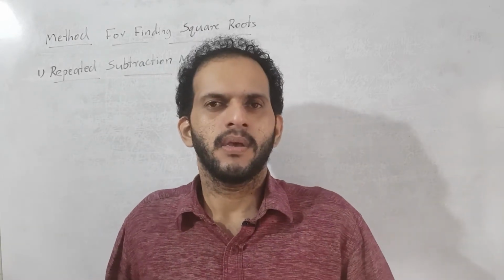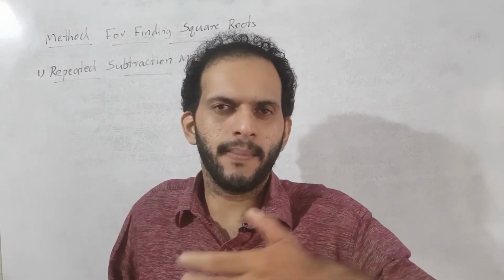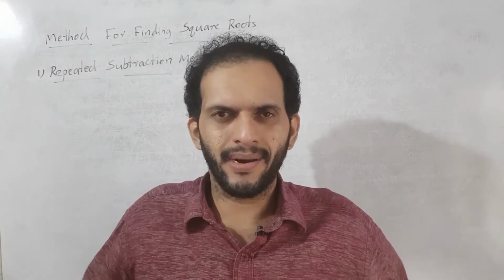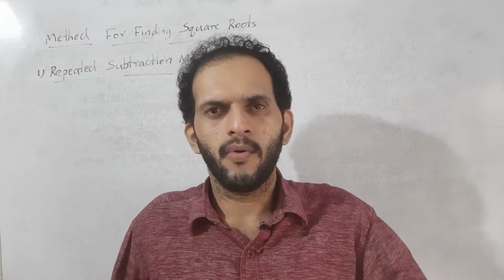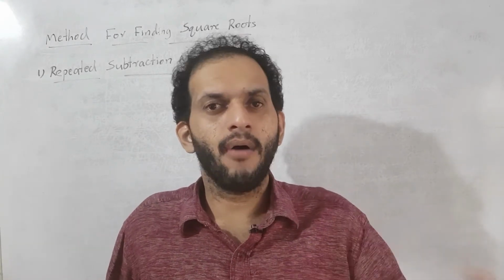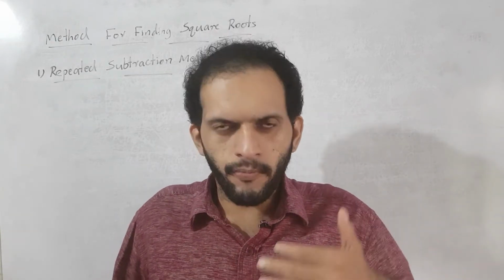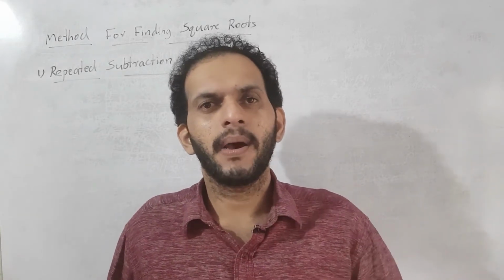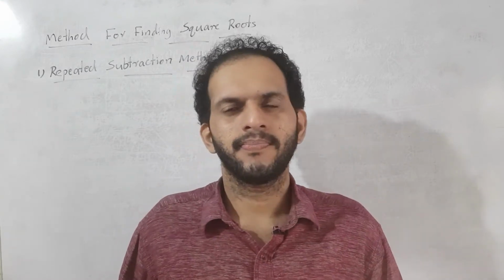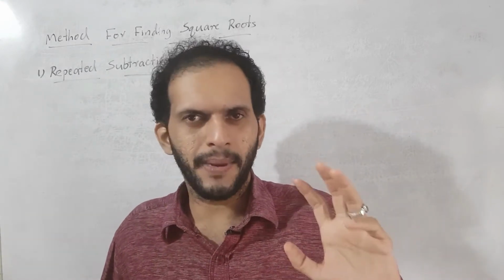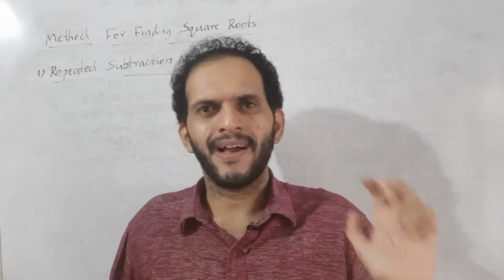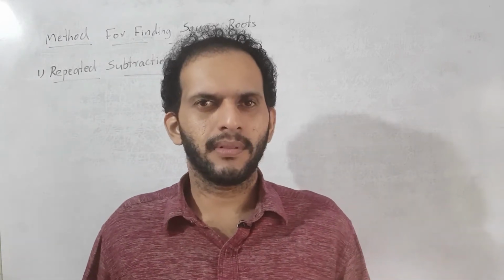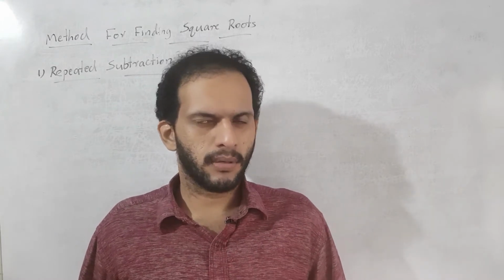Then next we are discussing, if we get a square number, how to find the square root of that number. If we know the squares of some numbers, we don't know whose square this is. We know only that this is a square number, but we don't know whose square it is. Then how to find the square root of that number? For finding the square root, we have three methods. The first one is the repeated subtraction method. The second one is the prime factorization method, and the last one is the division method.